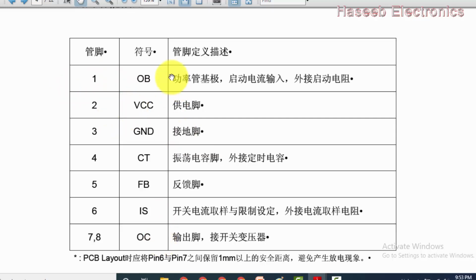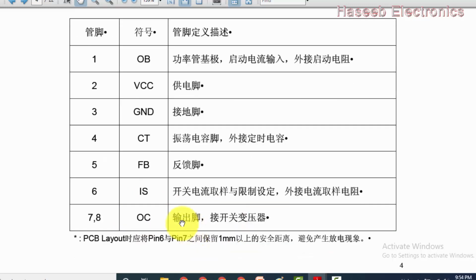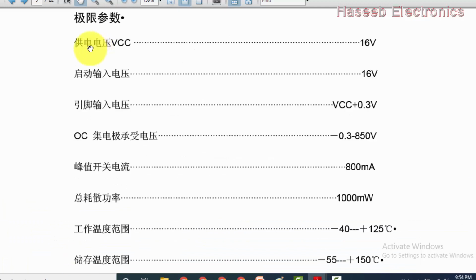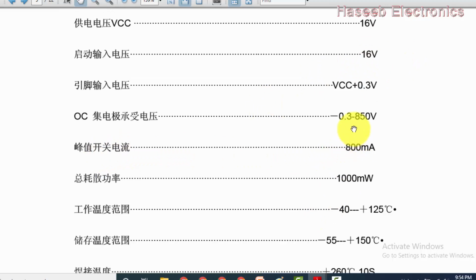There is the pin description. OB is the startup and bootstrap pin. VCC is the working voltage for this IC, ground for chip bypassing and power ground. CT is the timing capacitor, external set frequency. Feedback, IS is current sampling limit. OCS, output drive pin. VCC startup voltage 16 volt maximum. Maximum MOSFET drive voltage 850 volts. The OC pin can drive up to 850 volts.